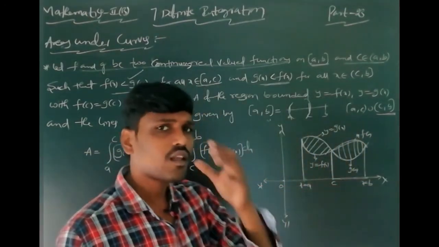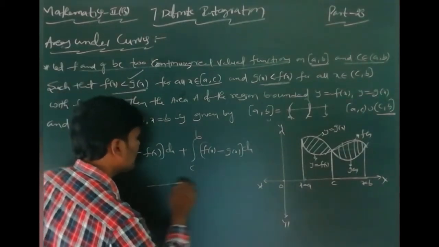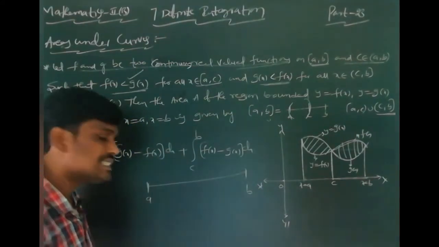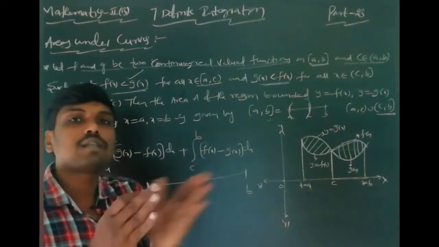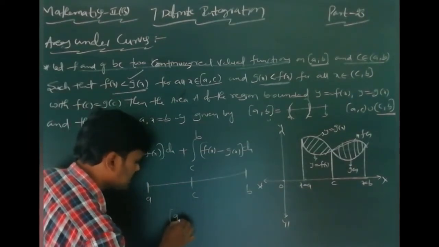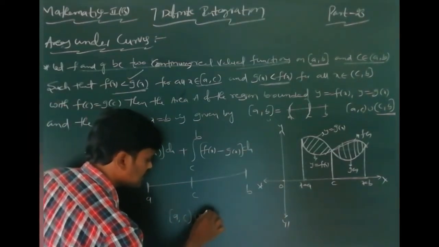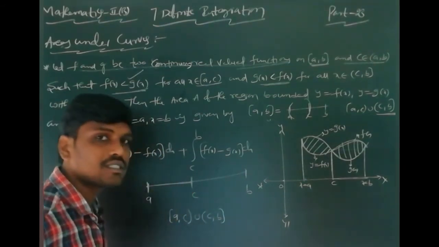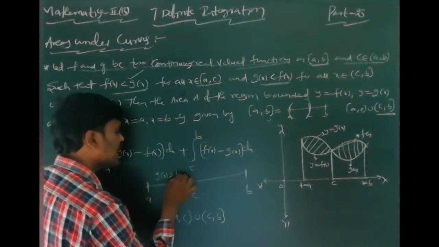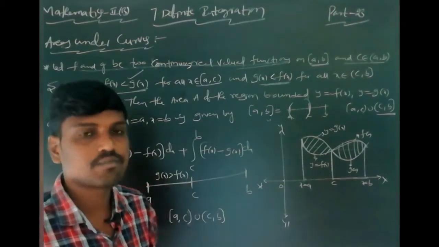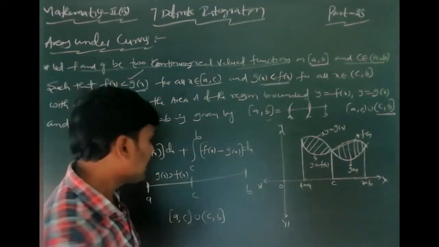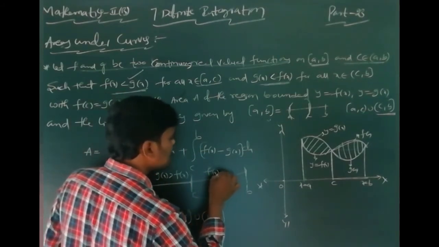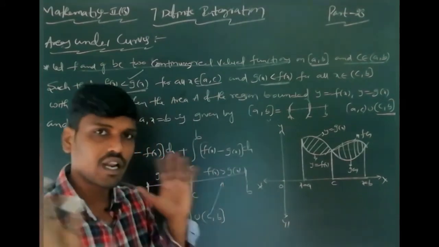Correct or not? Check. See students, very easily. First of all, you can draw the AB interval. This is the AB interval. This AB interval is divided by c into two sub-intervals. One is the a comma c interval, another one is the c comma b interval. In this a comma c interval, g of x is greater than f of x. In this c comma b interval, f of x is greater than g of x. Understood or not? This one is given.